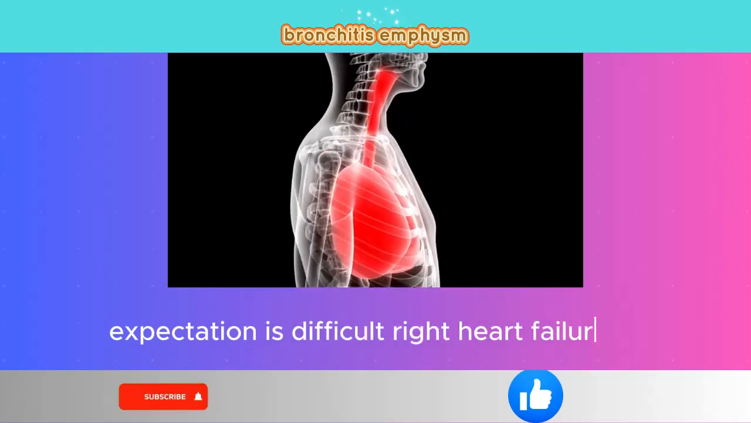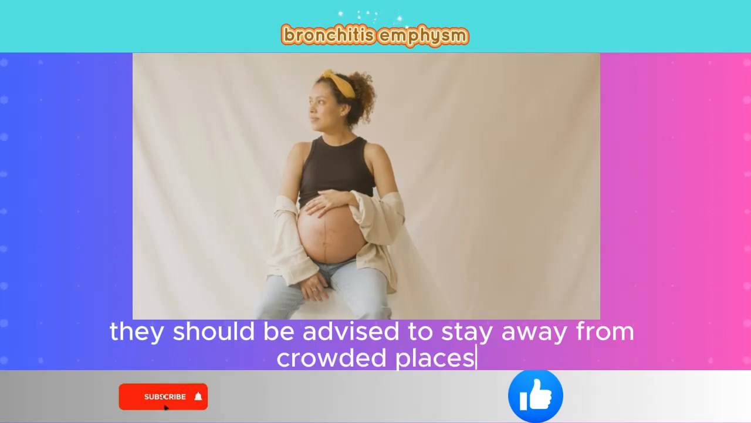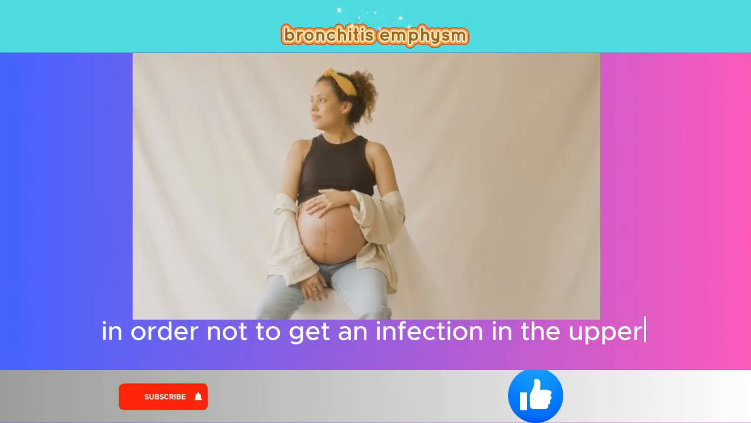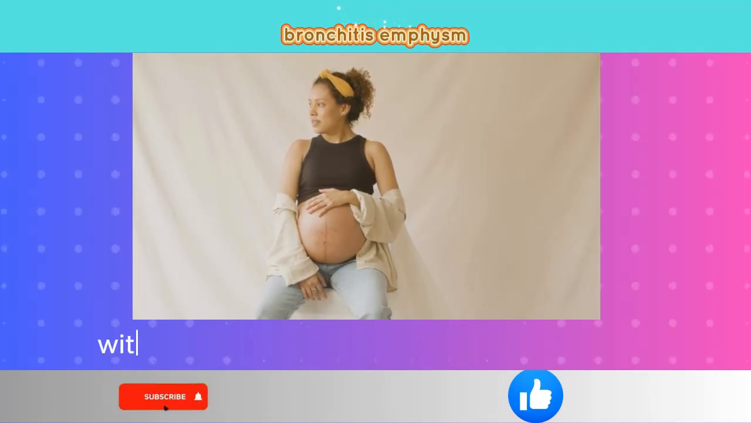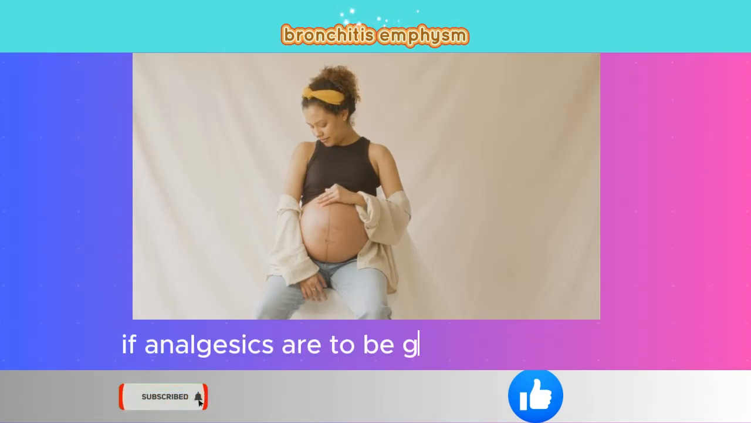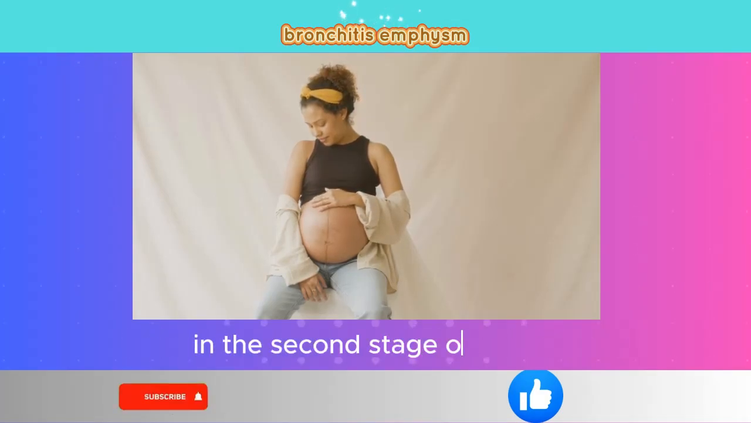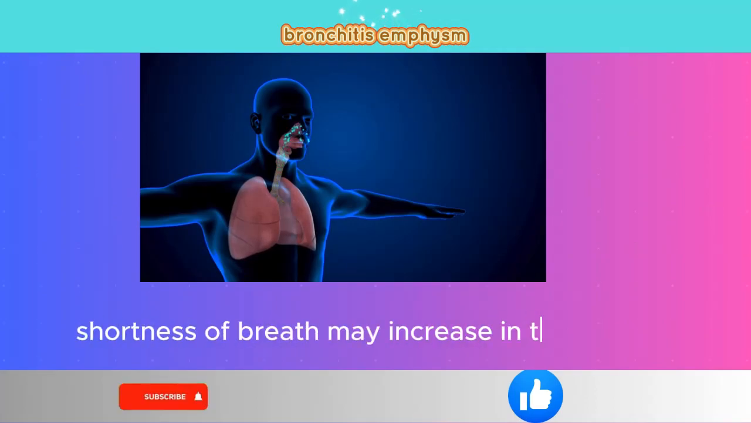Expectoration is difficult. Right heart failure is present. They should be advised to stay away from crowded places in order not to get an infection in the upper airways. At the slightest suspicion, protective measures with antibiotics should be taken immediately. If analgesics are to be given against pain in the second stage of labor, pethidine should be preferred. Shortness of breath may increase in the second stage.